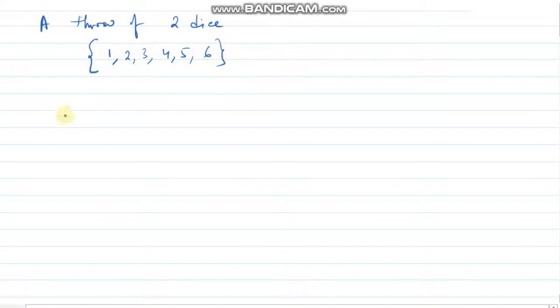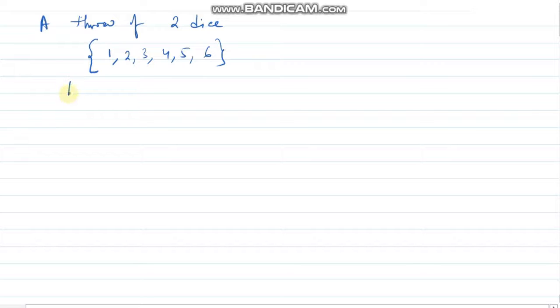Hello everyone. As I promised in my last video, I am going to discuss one problem on dice. So the sum in a simultaneous throw of two dice. So what is going to happen with two dice? If I throw one die, I will get the outcome 1, 2, 3, 4, 5, 6 like this, right? So if I throw two dice at a time, what do we get?